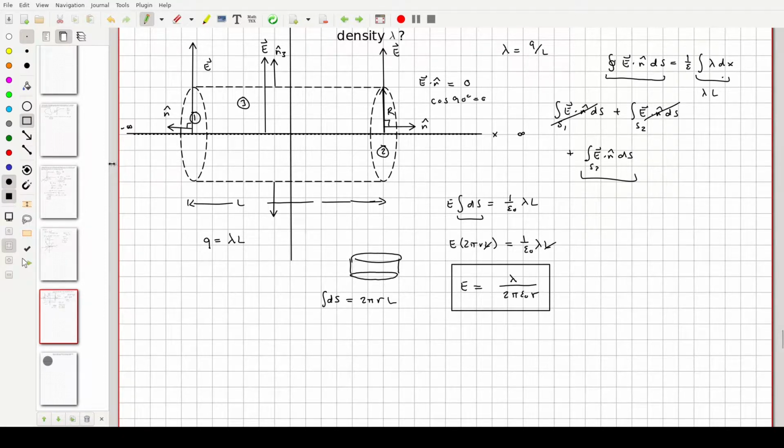So we didn't have to whip out any vector calculus or any complicated stuff right here. All we did was play games with symmetry and geometry, which again is the power of Gauss's law. Now, let's do another example.